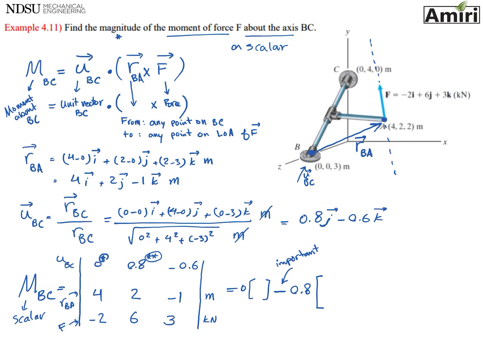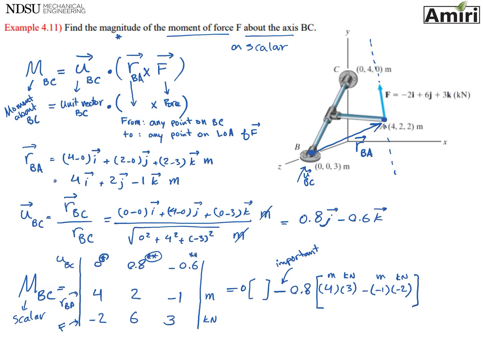And now I'm going to get rid of the column and the row that 0.8 is located at. I'm left with 4, 3, minus 1, minus 2. So it's going to be 4, 3, minus 1, minus 2. Meters, kilonewton, meters, kilonewton. Okay.